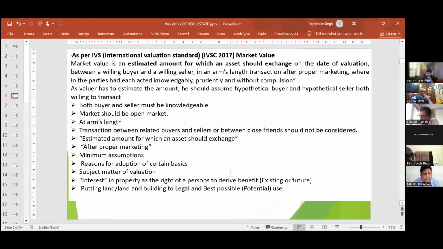You will consider the recent sale of buildings in that area. Then from the plinth area of those buildings, you will calculate the depreciated rate of the building. From the selling price, you will deduct the depreciated value of the building. That will give you the cost of land.